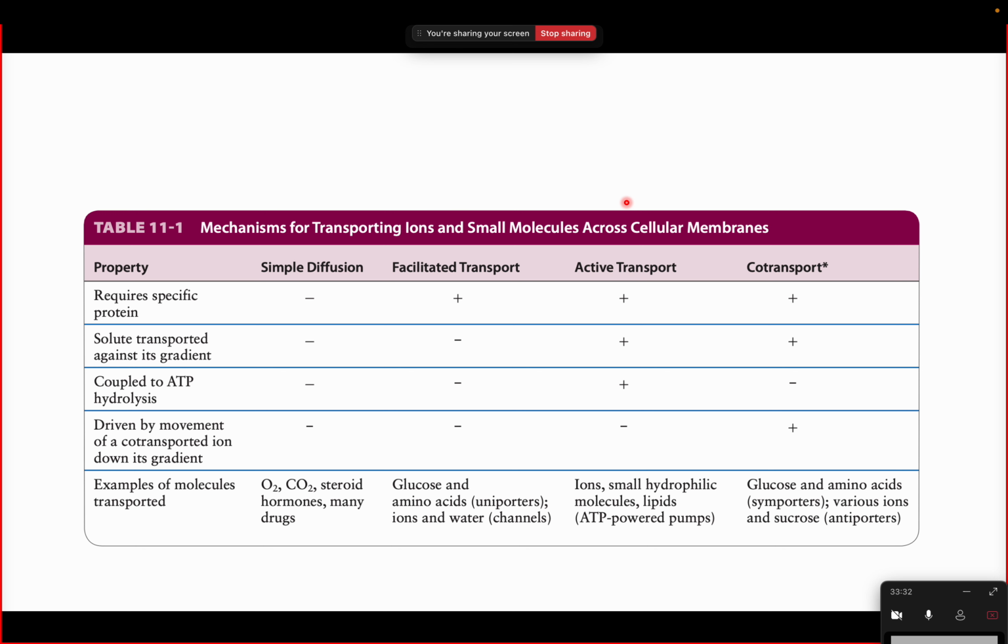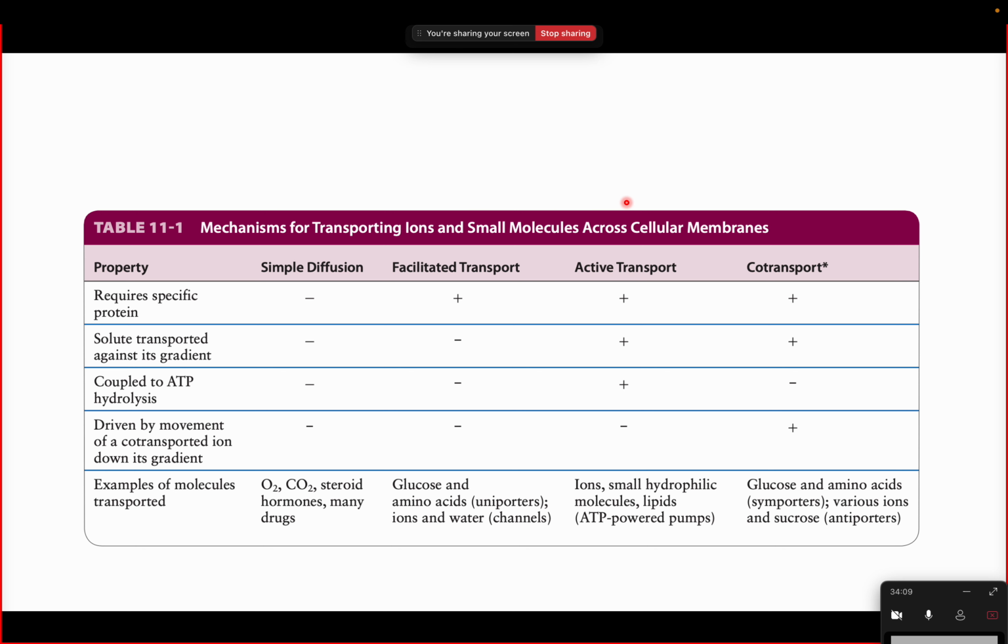Similarly for active transport and co-transport. Solute transported against its gradient. So as we have mentioned, in passive transport the transportation occurs along the concentration gradient, while in active transport the transportation occurs against the concentration gradient. Hence for simple diffusion and facilitated transportation, there will be transportation along the concentration gradient, and for active transport and co-transport the transportation will be against the concentration gradient.